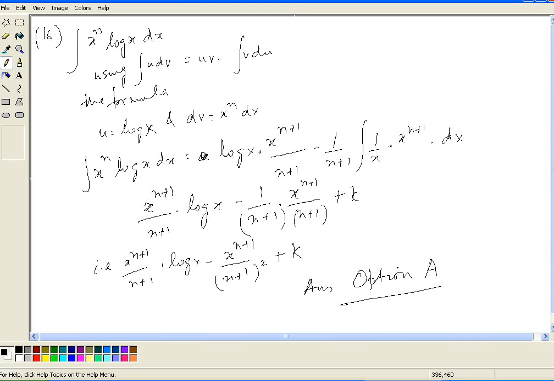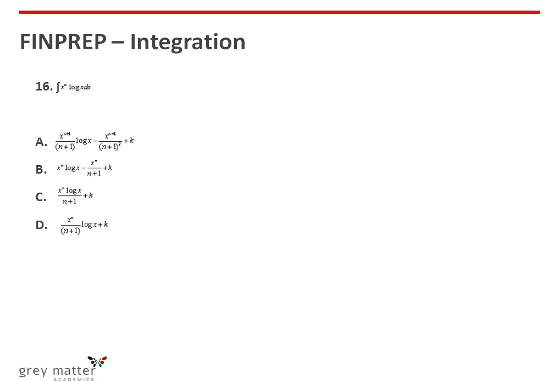So the total answer would be x power n plus 1 by n plus 1 into log x minus x power n plus 1 by (n plus 1) whole squared plus a. Option A. Going to our PowerPoint presentation, it is option A. It is x power n plus 1 by n plus 1 log x minus x power n plus 1 by (n plus 1) whole squared plus k.